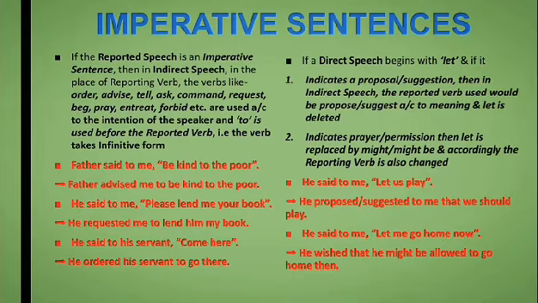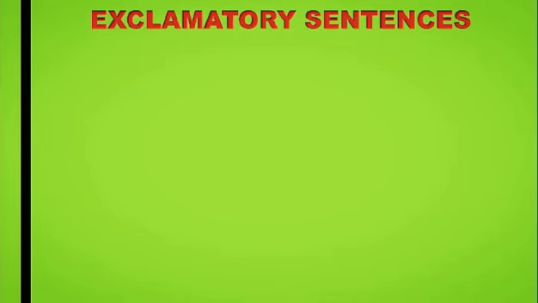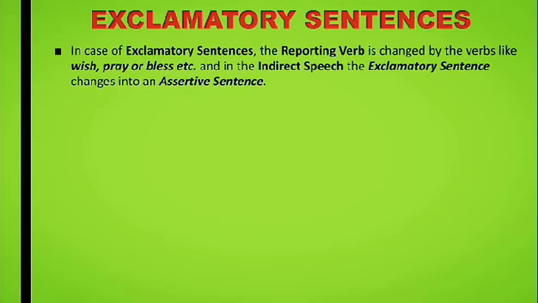Now let's see, in case of exclamatory sentence, what are the changes that happen. In case of exclamatory sentence, the reporting verb is changed by verbs like wish, pray, bless, etc. Many verbs can be there. And in the indirect speech, the exclamatory sentence changes to an assertive sentence. This is not that important, because we already know that in indirect speech the sentence ends with a full stop. That is a permanent rule. It's a very easy one, there is no problem.